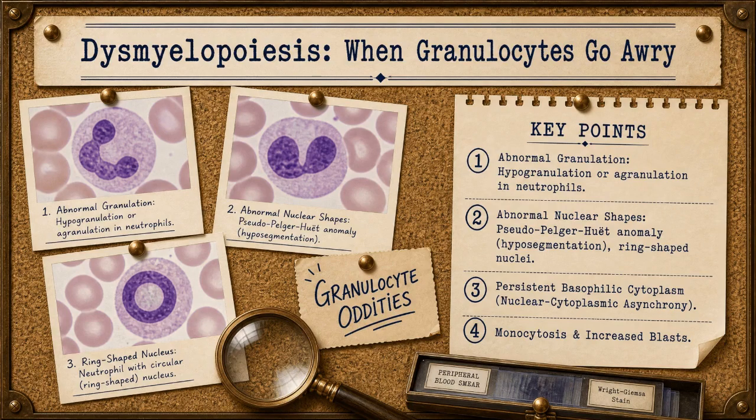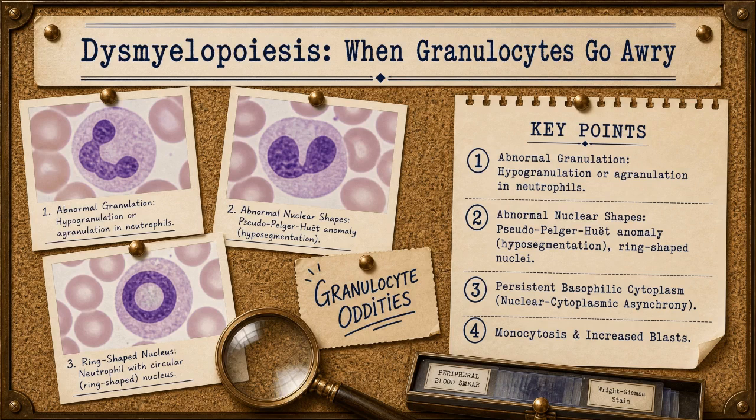Next, pay close attention to abnormal nuclear shapes. A classic finding is hyposegmentation, where the neutrophil nucleus has fewer than the normal 2 to 5 lobes, often appearing bilobed or even unsegmented. This is known as the pseudo-Pelger-Huët anomaly, mimicking a benign inherited condition, but, in MDS, it's a sign of dysplasia. You might also see hypersegmentation in some neutrophils, or even bizarre ring-shaped nuclei, where the nucleus forms a complete circle. These are all clear signs of abnormal nuclear development.